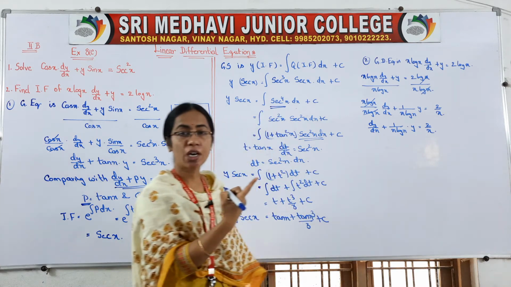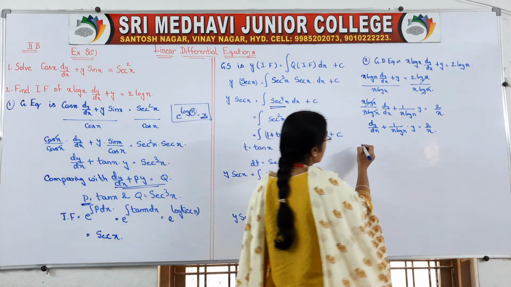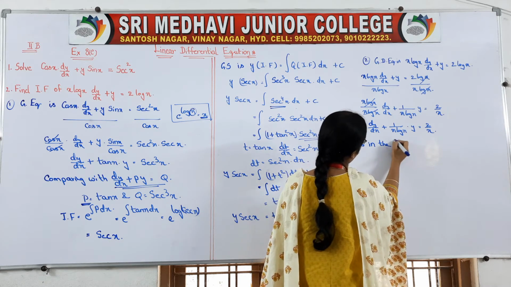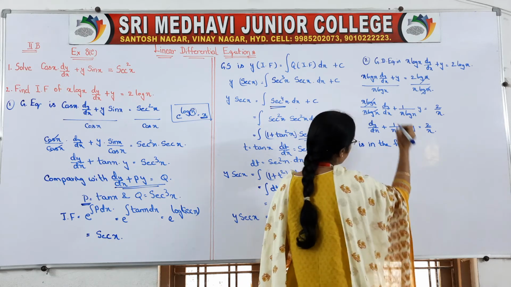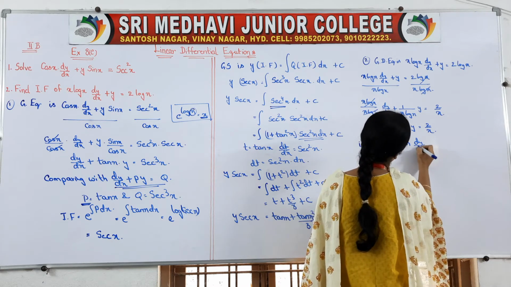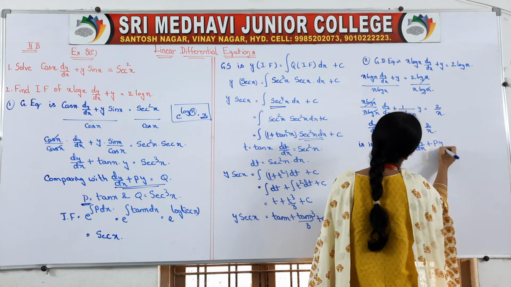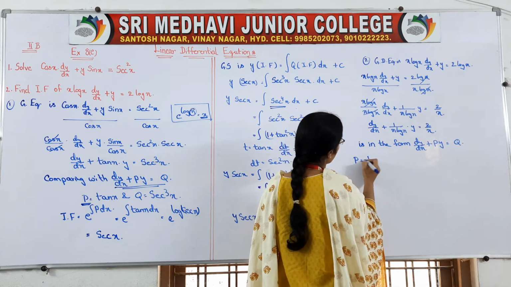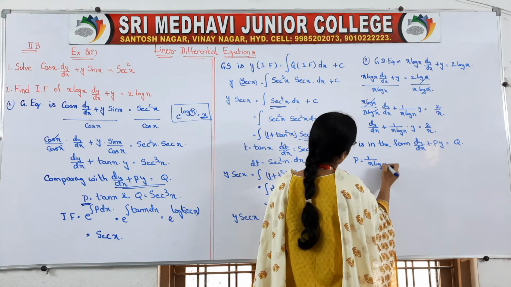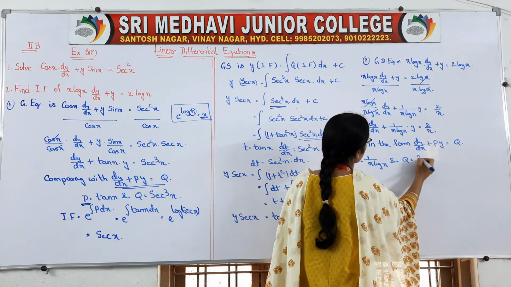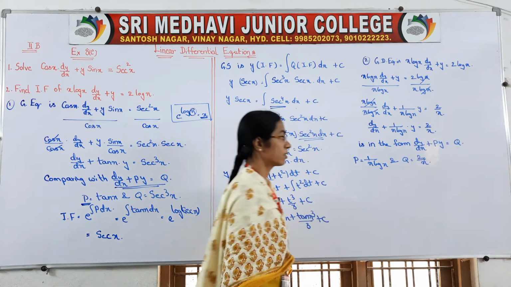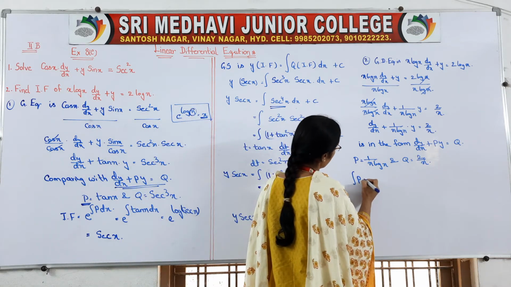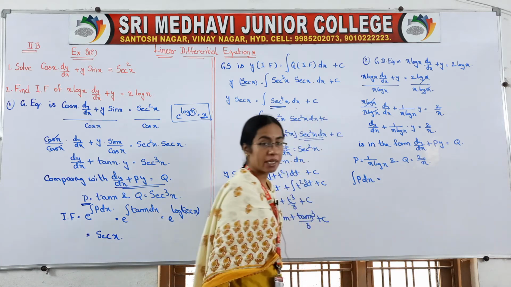So which is in your linear form, right? It is in the form dy by dx plus py is equal to q, where p is equal to 1 by x log x and q is equal to 2 by x. So we have to find the integrating factor. For that, first we have to find integral p dx.